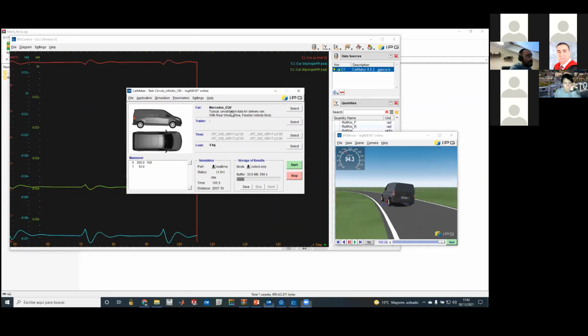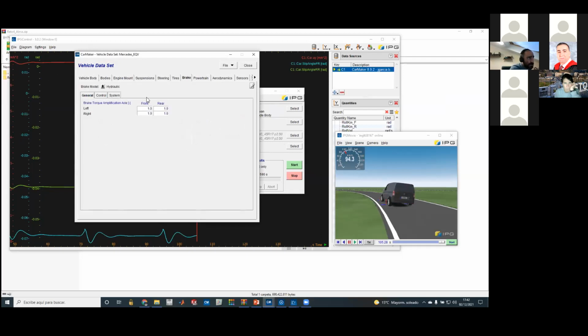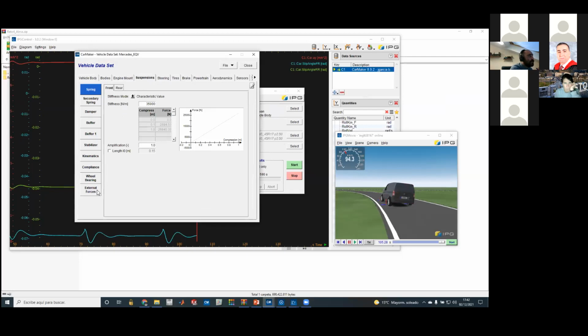But let me share my screen again really quick. Here in the brake system, you can just define the pressure distribution. You can model the healthy system. But if you want to include the kind of excitations you mentioned, you can do that by including external forces in the suspension.